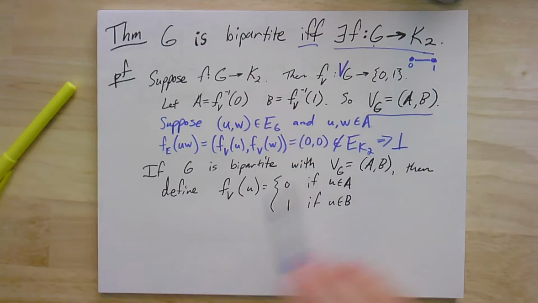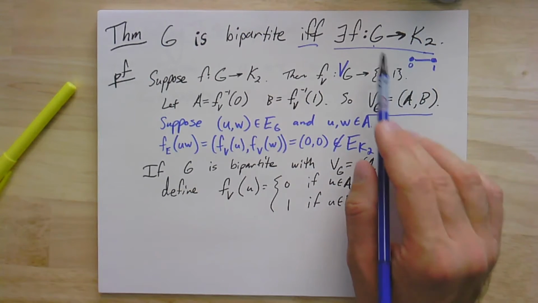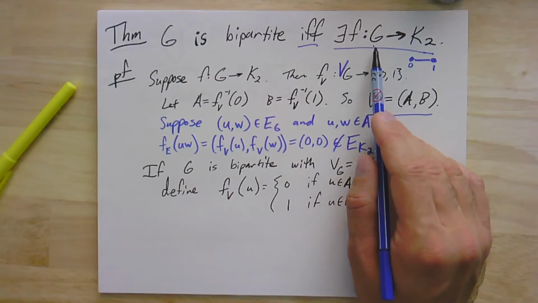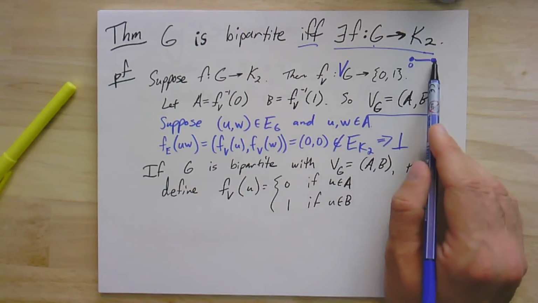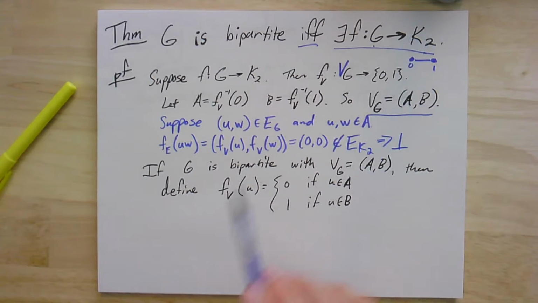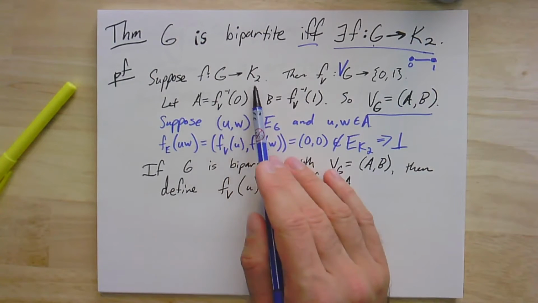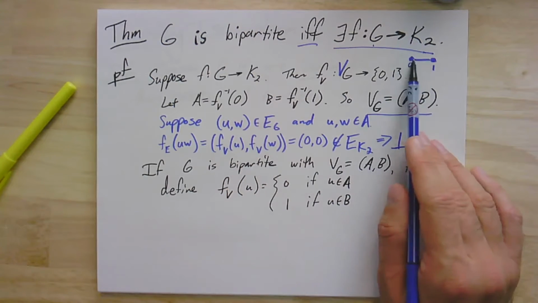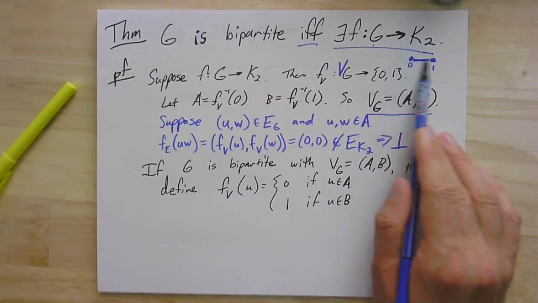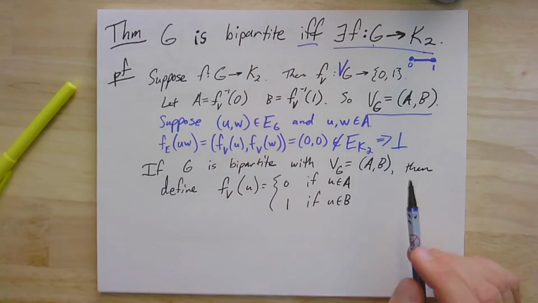I'll draw a picture of this in a second, but intuitively it's saying that the graph G had two parts in it, and one part got mapped to 0 and the other part got mapped to 1. And this condition about being a homomorphism says that all the edges had to kind of land on this one edge, right, crossing between the two parts.